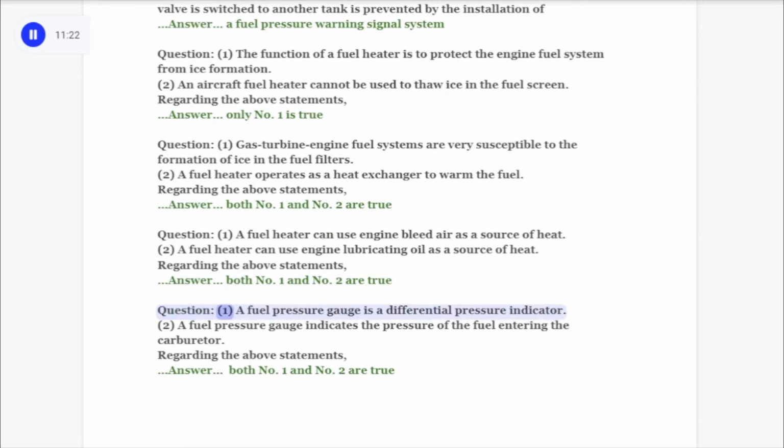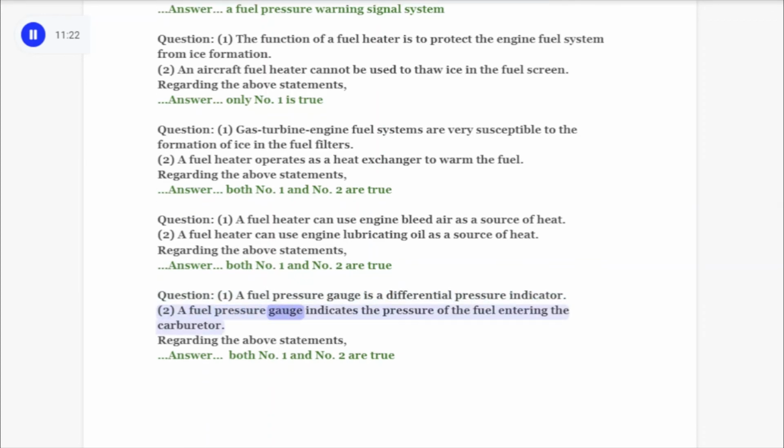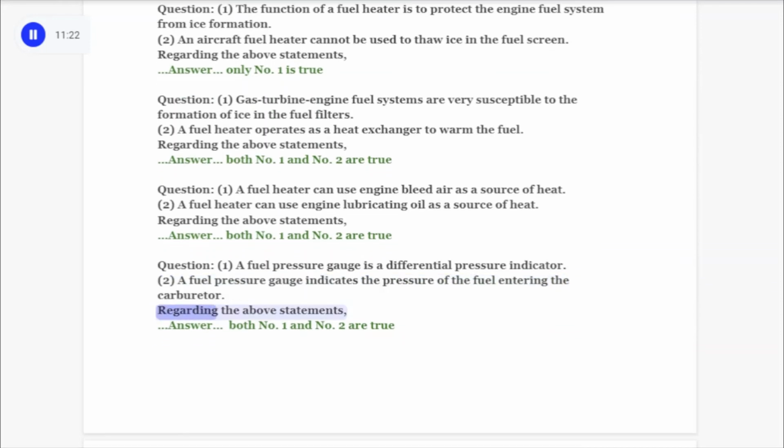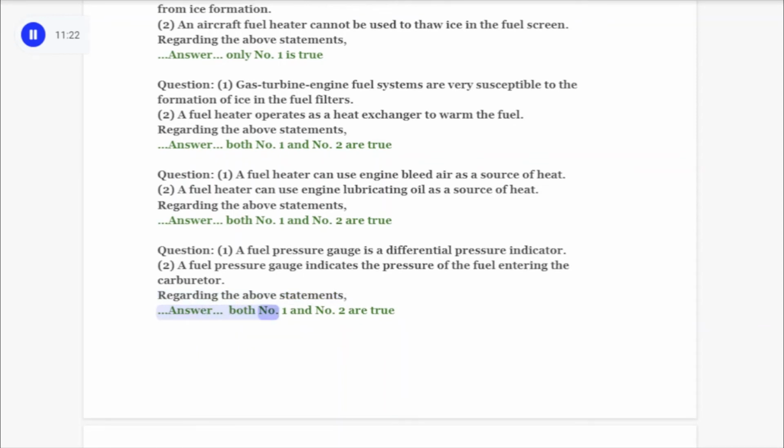Question: 1. A fuel pressure gauge is a differential pressure indicator. 2. A fuel pressure gauge indicates the pressure of the fuel entering the carburetor. Regarding the above statements. Answer: both number 1 and number 2 are true.